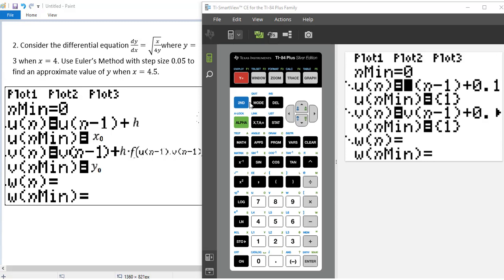Now let's go back to this y equals. N minimum is still 0. For the u sub n, you need to change this h. So h will be 0.05. And the initial condition is changed. X equals 4. Then y equals 3.